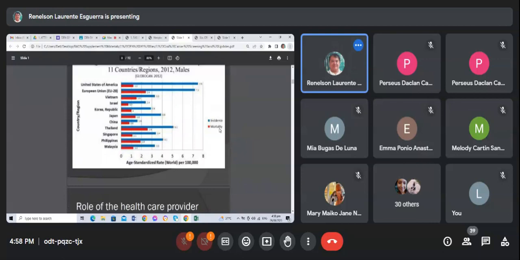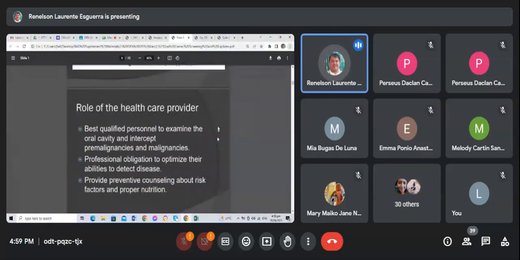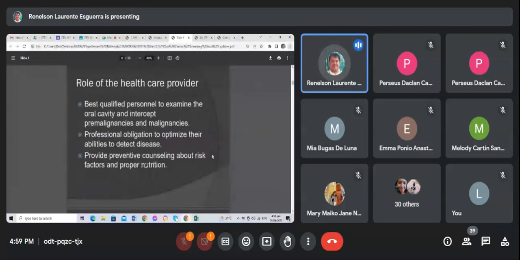Now, what is the role of the healthcare provider as a future healthcare provider? We are the best qualified personnel to examine the oral cavity. No doubt about that. We have a professional obligation to optimize our abilities to detect diseases, and provide preventive counseling about risk factors and proper nutrition. Dentists are not only to diagnose and treat oral diseases, but now we are mandated by the WHO to be a nutrition counselor. So you have to review your nutrition subject.